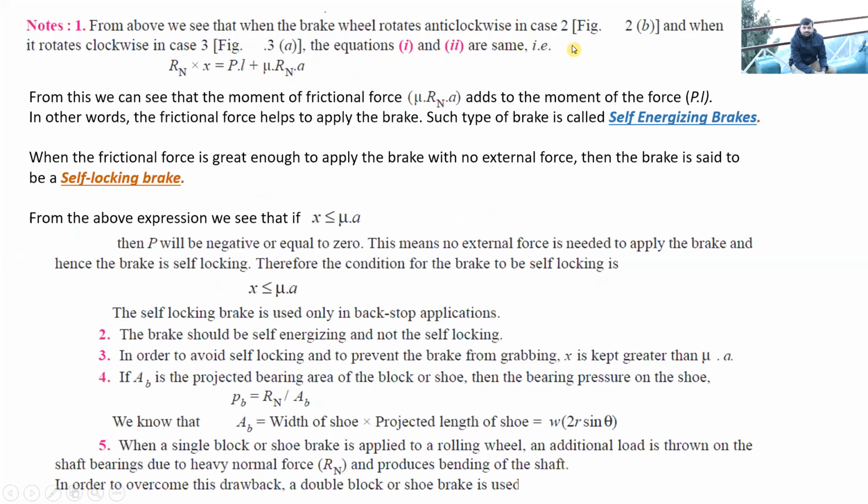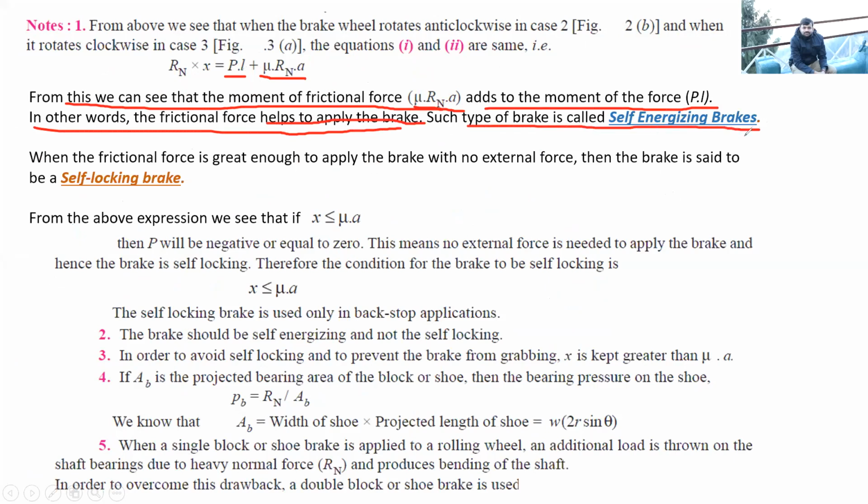The equations 1 and 2 are the same. That is Rn into x is equal to PL plus mu into Rn into A. So you can see over here that this mu into Rn into A is supporting this PL force. From this we can see that the moment of the friction force, that is mu into Rn into A, adds to the moment of force PL. In other words, the frictional force helps to apply the brake. Such types of brakes are called self-energizing brakes. I hope this is clear to you.